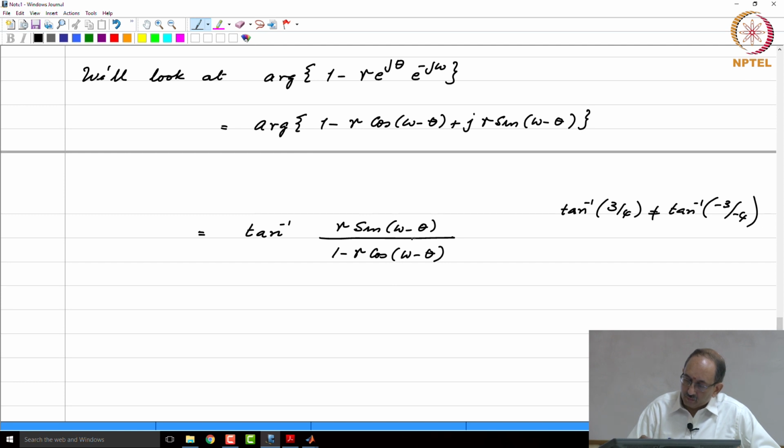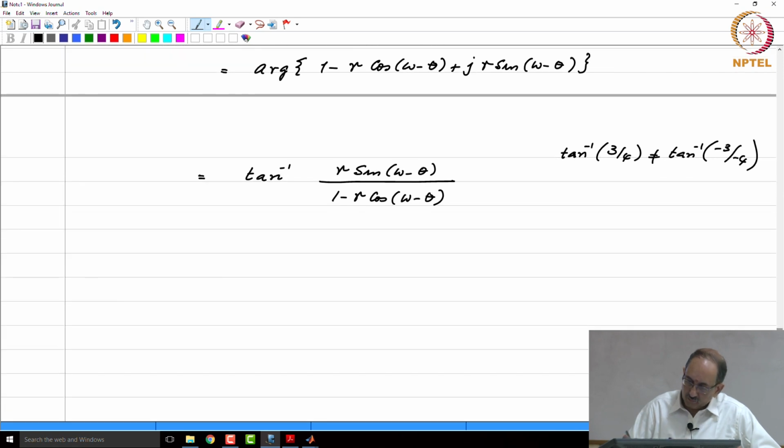and as theta changes, remember theta is the angle of the root, all that is going to happen to the phase response is that it shifts either to the left or to the right. So, basically this is the phase response of a single complex zero. For illustrative purposes, let theta equal 0.